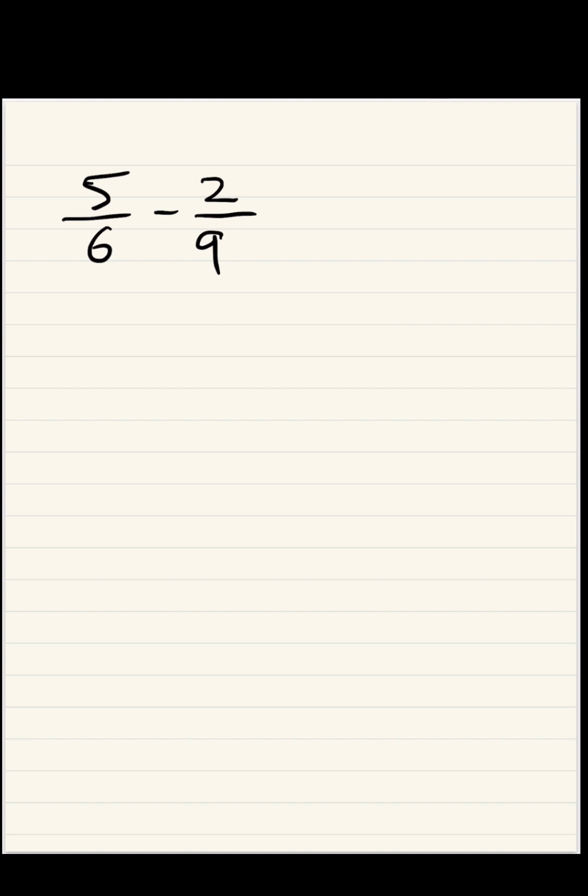So for 6 and 9, the lowest common multiple is 18. So I could multiply the first fraction by 3. So it would give me 15/18. And the second fraction I'd have to multiply by 2. So I'd end up with 4/18. And now I've got those equivalent fractions. You can see that I can just take 4 away from 15 to get 11/18.